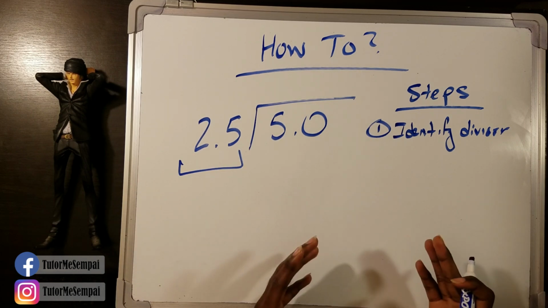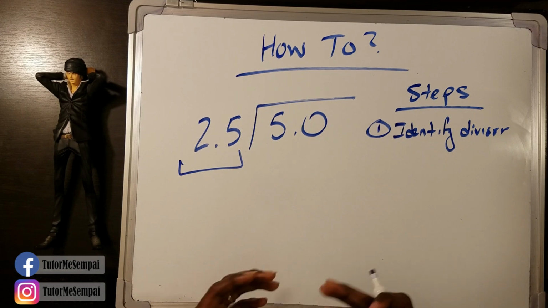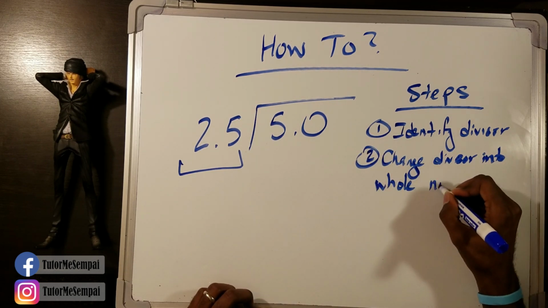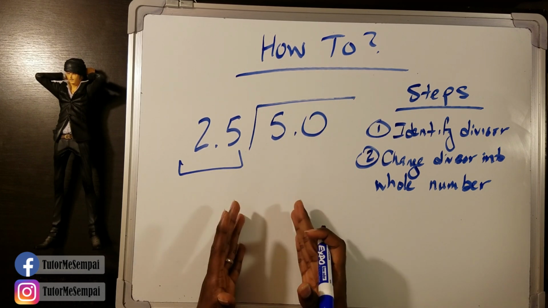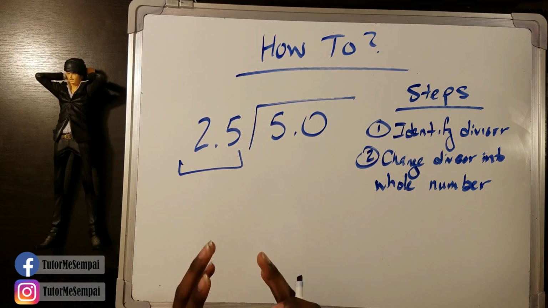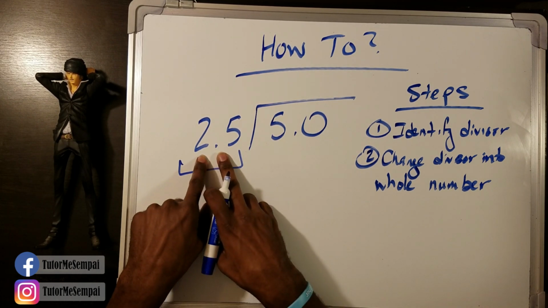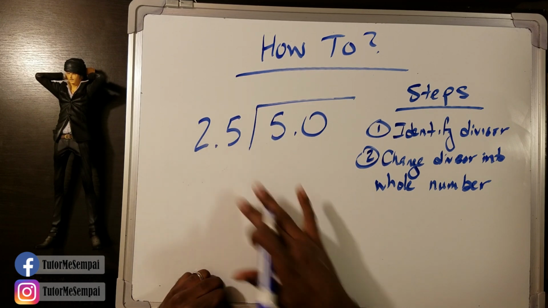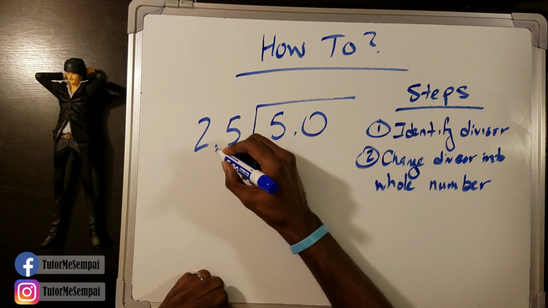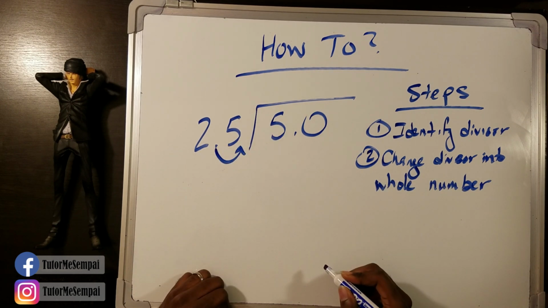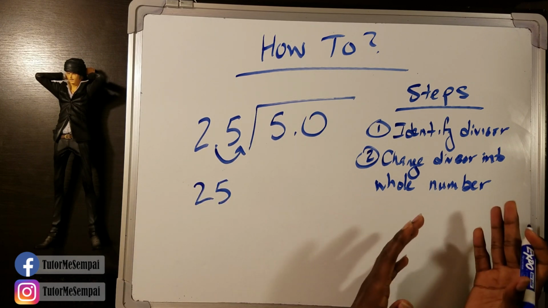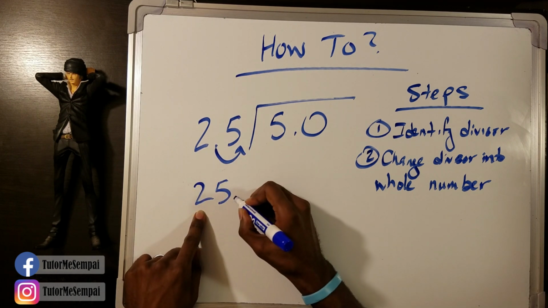After we've identified the divisor, we want to see, is it a decimal? If it is a decimal, then we have our step 2. Our step 2 is to make it into a whole number. We do not want to do any long division with a divisor that's a decimal. So we want to change it into a whole number. So here we have 2.5. In order to make that into a whole number, we're going to need to move this decimal place. And we're going to move it to the right. So it's going to end up going over here. So 2.5 now turns into 25. So we've changed our divisor into a whole number by moving the decimal. The decimal's over here now.